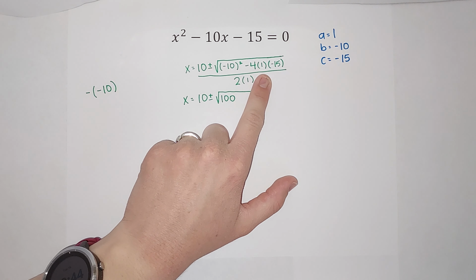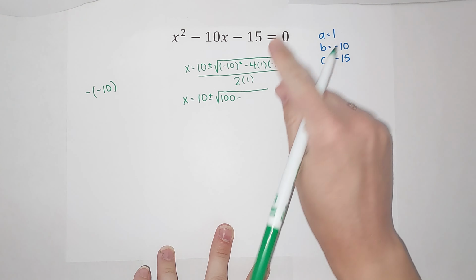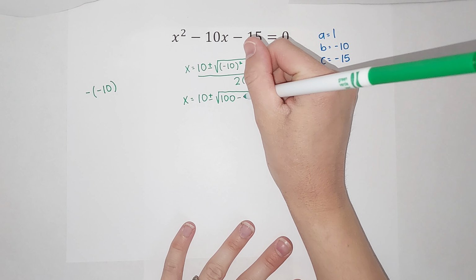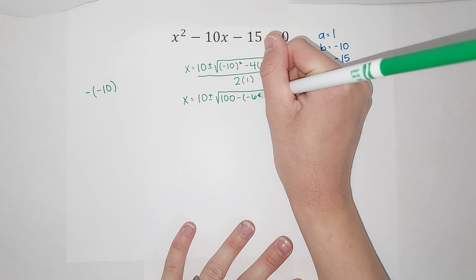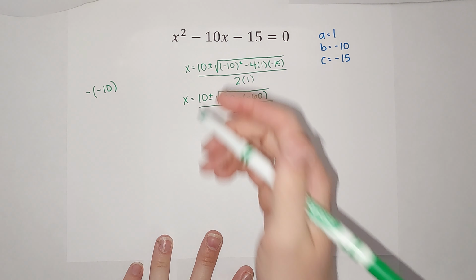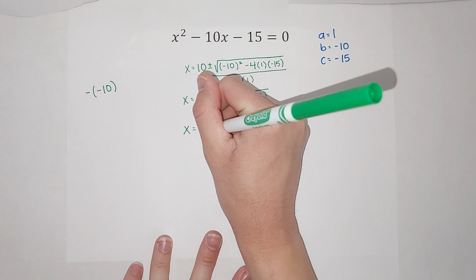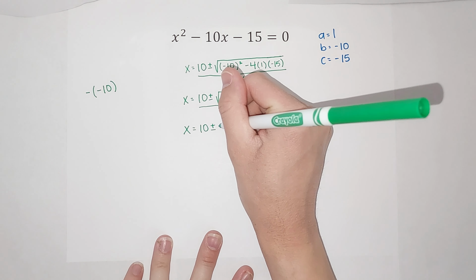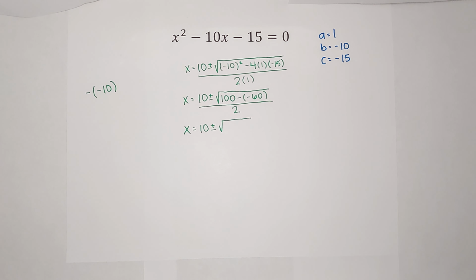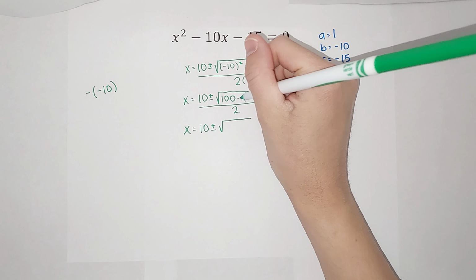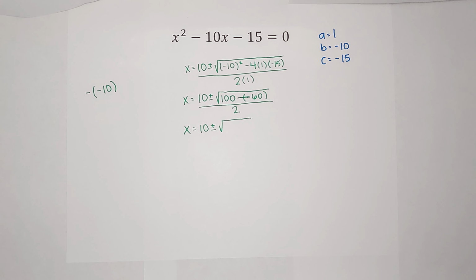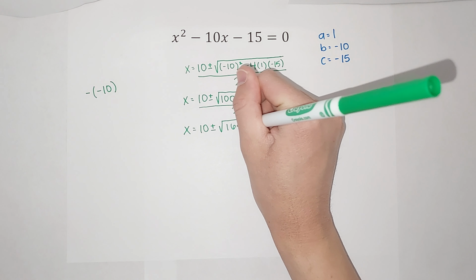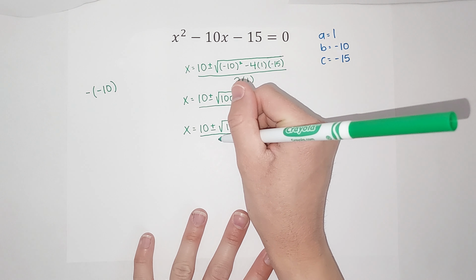minus, we've got 4 times 1, which is just 4, right? And 4 times a negative 15, which is going to give me a negative 60, right? So we're going to have minus a negative 60, okay? All over 2 times 1, which just gives me 2, right? Okay. So as I continue to simplify this lovely thing down, I'm going to get the square root of 100 minus a negative 60. Again, just like over here, when we subtract a negative, it goes positive, okay? So this is really 100 plus 60, which gives me 160, right? And this is still over 2.